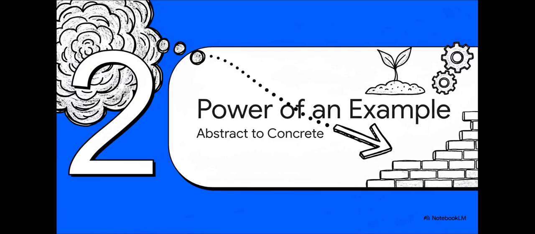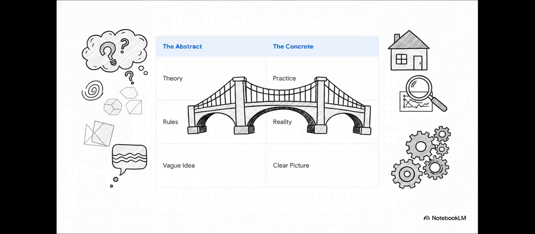And that brings us right to the heart of our little riddle. Why is an example so incredibly powerful? Well, it's because it yanks an idea out of the world of theory and plants it firmly in the world of reality. We all live with this tension, right? Over on one side, you've got the abstract stuff, theories, rules, these vague ideas just floating around in your head. And on the other side, you've got the concrete, actual practice, reality, a clear picture you can literally see. An example is the bridge. It's the thing that gets you from that first column over to the second one. It just makes the idea real.